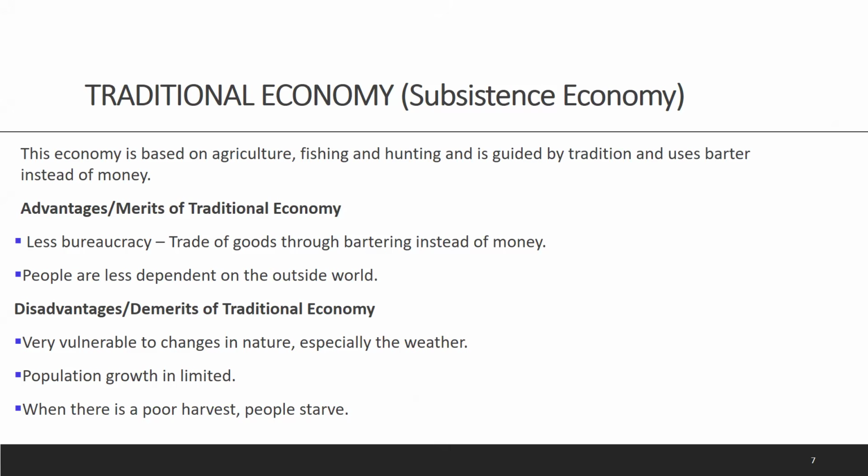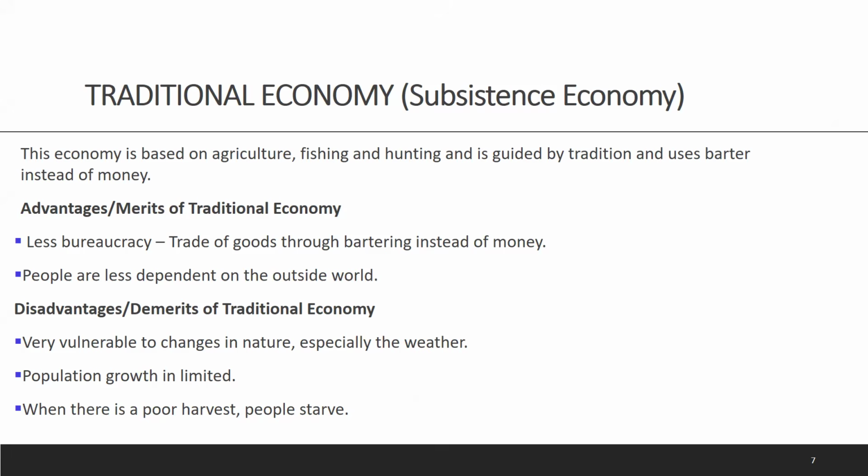Advantages of that, there's a lot less bureaucracy. Right? So you don't have to study money, people just trading with each other. You don't have to depend on trading with people in the outside world. Everybody just organizing themselves.